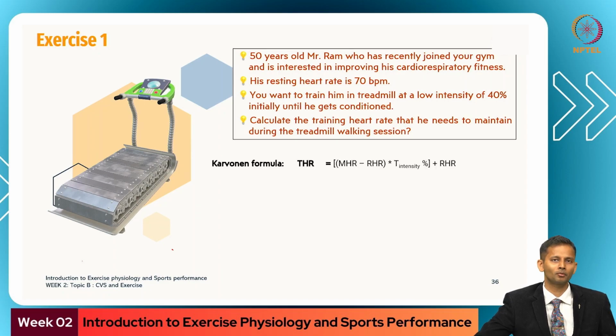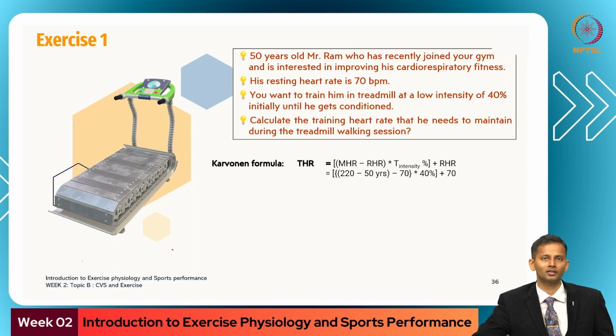It's a very simple problem. We studied the Karvonen formula to identify the training heart rate, right? The training heart rate is given by maximal heart rate minus the resting heart rate, multiplied by the percentage of intensity that you want the individual to perform, and then to that you add the resting heart rate. We know the resting heart rate that you measured was 70 beats per minute, right? So just fit in the values in the formula.